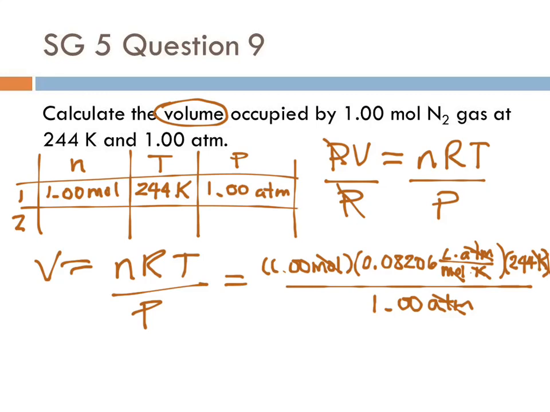So we end up with 1 times 0.08206 times 244 divided by 1. Let's round that to 3 significant figures and we get 20.0. And the unit will be liter, because that's the 1 unit that didn't cancel out.